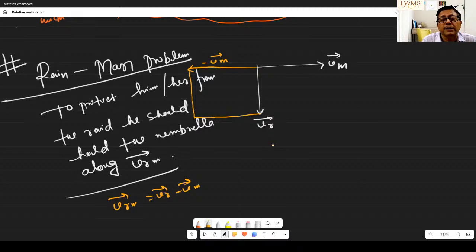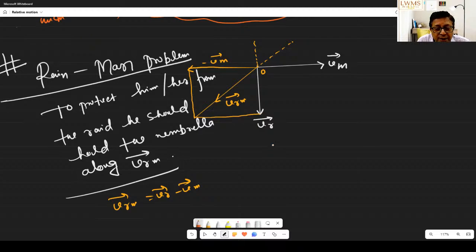Okay? Then in what direction should he hold the umbrella? Man going this way. If he holds the umbrella this manner, he gets wet. Or straight, he gets wet. So you have to get the direction of VRM. VRM will be the diagonal of the parallelogram. Okay? This is VRM. Clear? So man should hold the umbrella this manner.